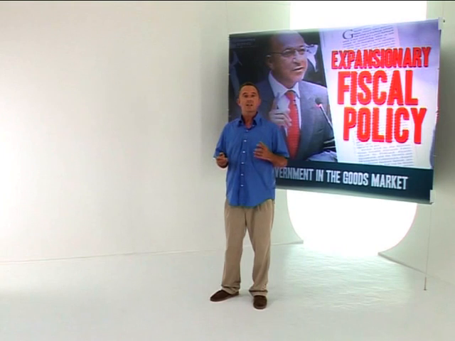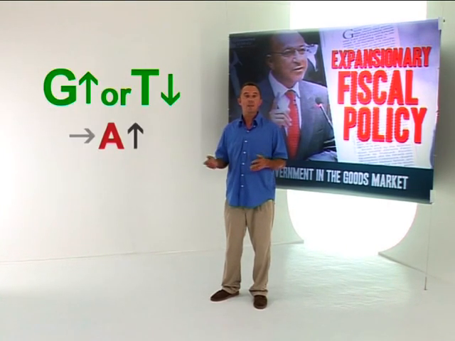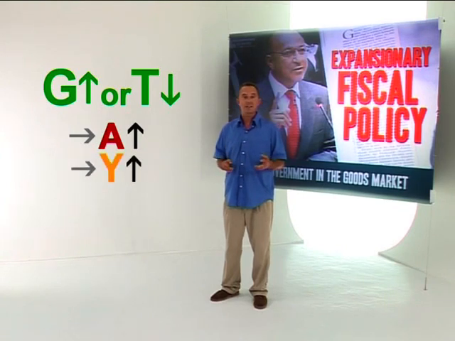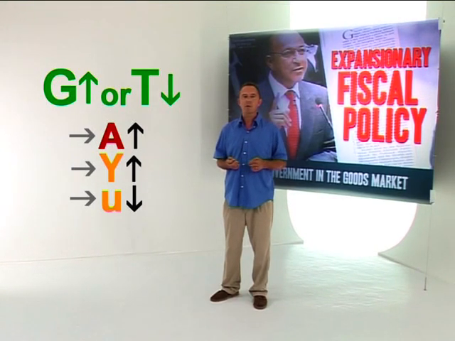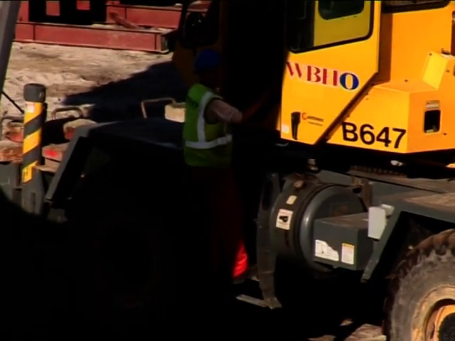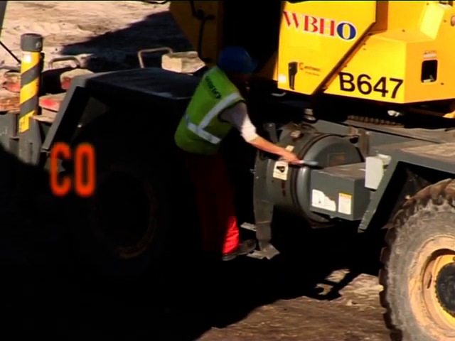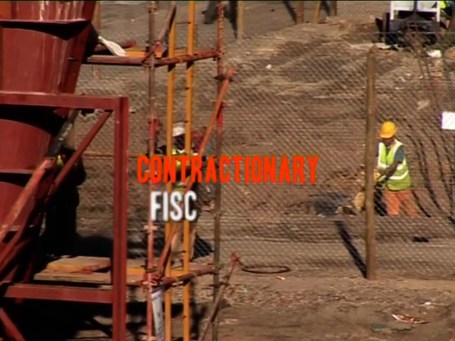From this, we can see that an expansionary fiscal policy, such as increasing government spending or reducing taxation, can be used to increase total spending and the level of production and income in the economy. Now, this in turn reduces unemployment because higher production employs more labour. Although we won't go into it here, we should point out that the opposite of an expansionary fiscal policy is called a contractionary fiscal policy.